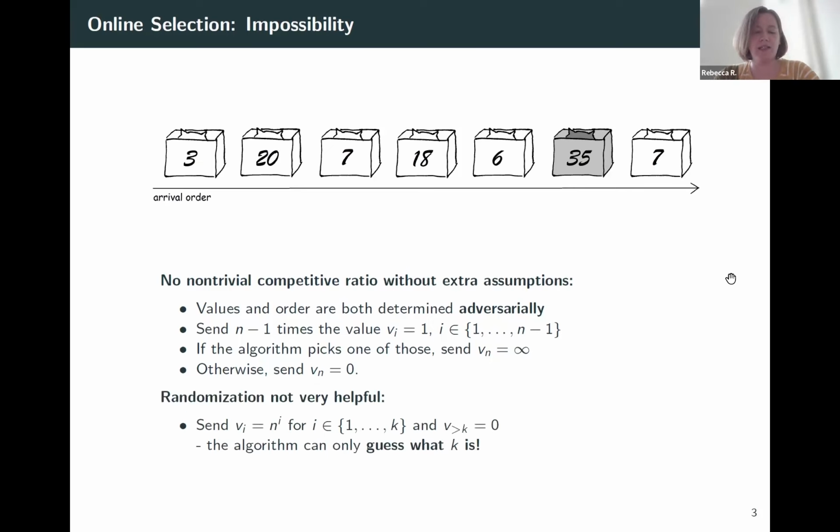And even if you randomize this, it's not much better. Imagine that the i-th value, for example, is n to the i, and you're picking at some point some number i, after which you're not sending any value anymore. You're sending zeros from there on. And now what is happening? Of course, the online algorithm must guess the point in time exactly when this drops to 0, which is just a 1 over n choice. So this setting is too hard, essentially, and you need extra assumptions.